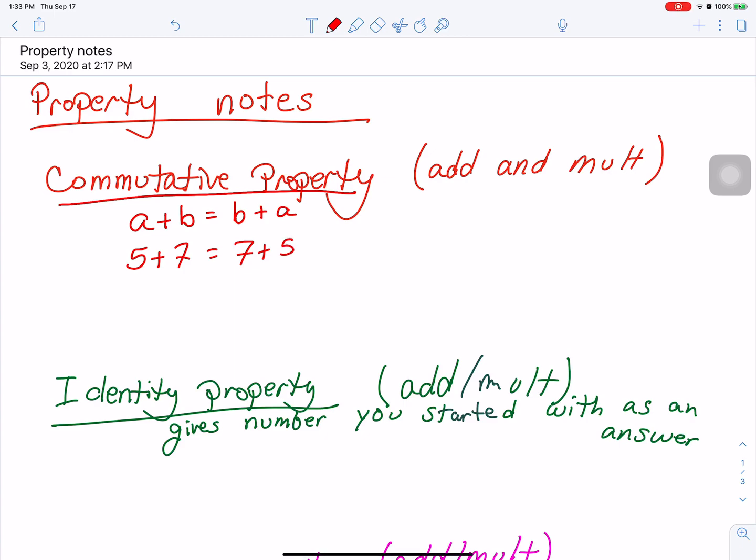They both equal 12. This also works when I'm multiplying, and when I'm multiplying variables, I don't have to put a times sign in between. It's automatically implied. So A times B equals B times A. We can do it as 5 times 7 would be the same as 7 times 5. They both equal 35. Commutative property is one of the most popular properties that you're going to see and that we're going to be using.